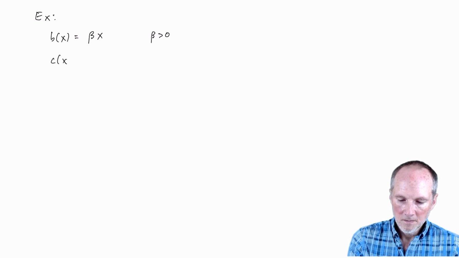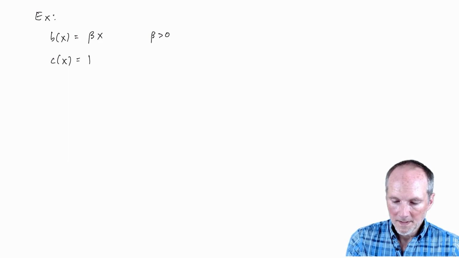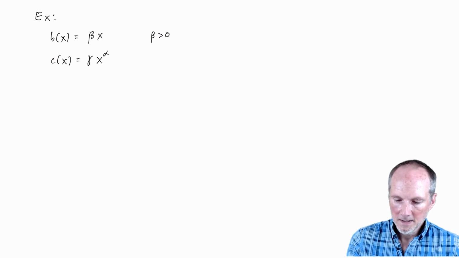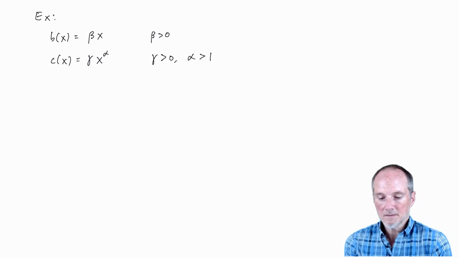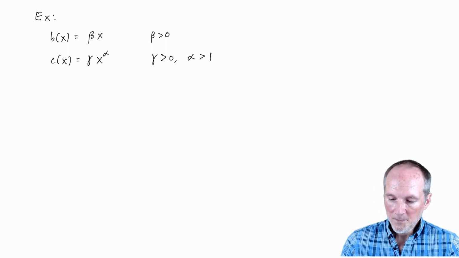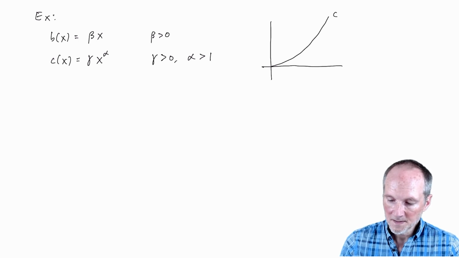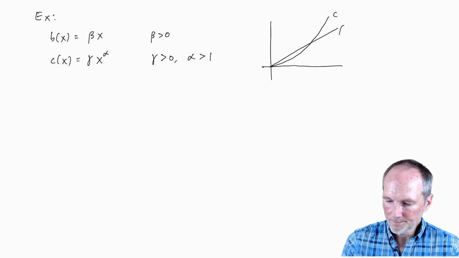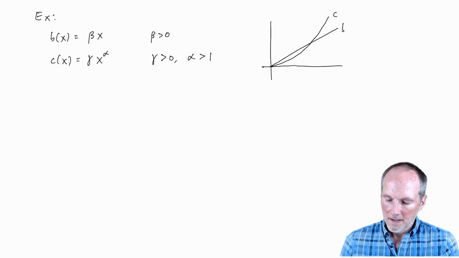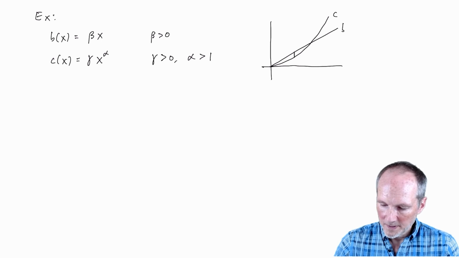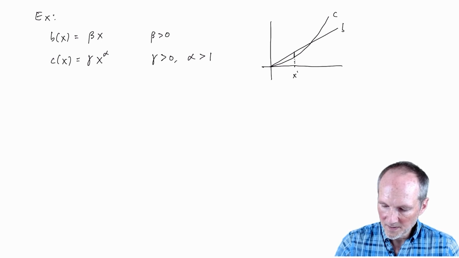The cost function is gamma times x to the alpha, and here gamma is also a fixed parameter, and alpha is a fixed parameter. Gamma is positive, and I'm going to assume that alpha is strictly bigger than 1, which is going to give us the increasing marginal cost. So the cost function will have a shape like this. The benefit function, actually, in this example, is just going to be a straight line. Okay, and just intuitively we can see that the optimal scale will be something like this.